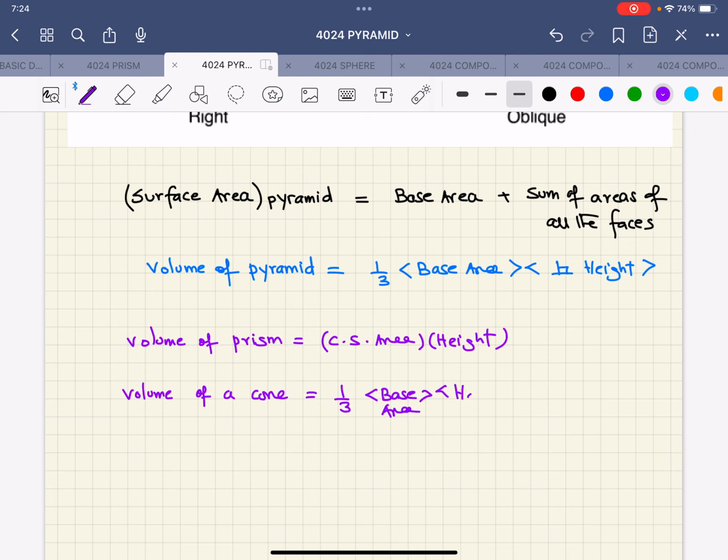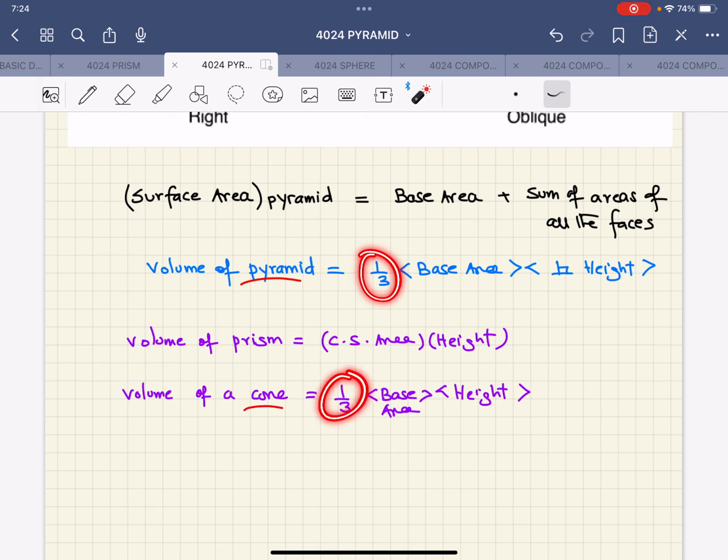So now, if I talk about a pyramid, a pyramid is very closely related to a cone. 1/3 is over here, 1/3 is over here. So basically, I wanted to relate a cone with a pyramid. Base area is there, base area is there. And perpendicular height is there, perpendicular height is there. So let me write perpendicular over here.